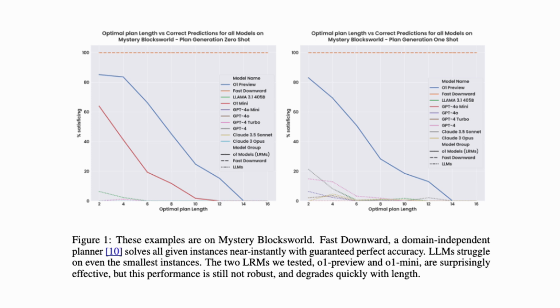What we find is that for the smaller lengths, O1 and O1 preview do much better than the standard models. They start higher up, and the standard models are much lower down. They're actually pretty bad, especially on mystery blocks world. Remember, mystery blocks world is our gold standard, the one they were doing very badly on. On mystery blocks, the standard models are all at a lower level, while O1 and O1 preview were doing much better. But then as you increase the length, they fall down.